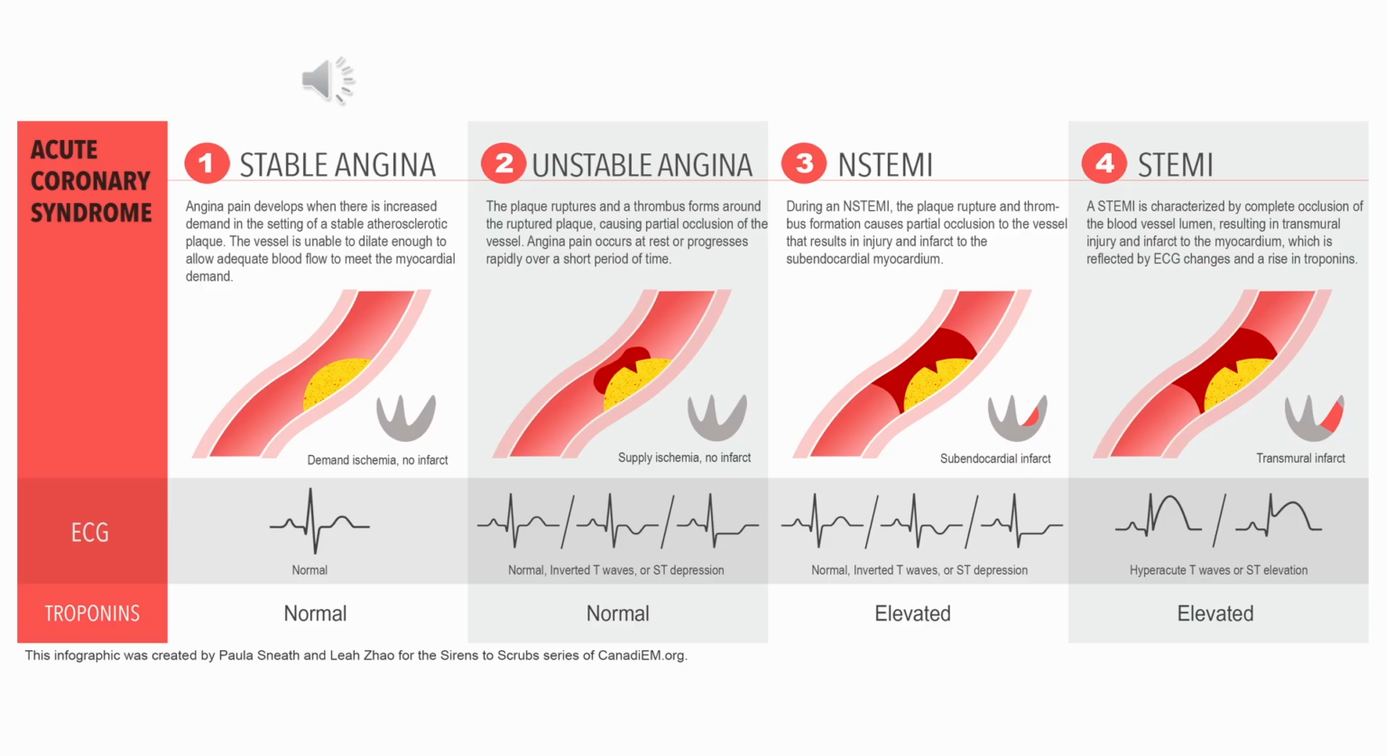So again, a STEMI is a medical emergency that requires immediate revascularization, either through thrombolytic therapy or a PCI, to restore that blood flow and to save the heart tissue. So again, key takeaway from this slide is how acute coronary syndrome progresses in its severity from stable angina to a STEMI. Those ECG changes and troponin levels are critical to differentiate these conditions, which helps us provide the appropriate treatment strategies.